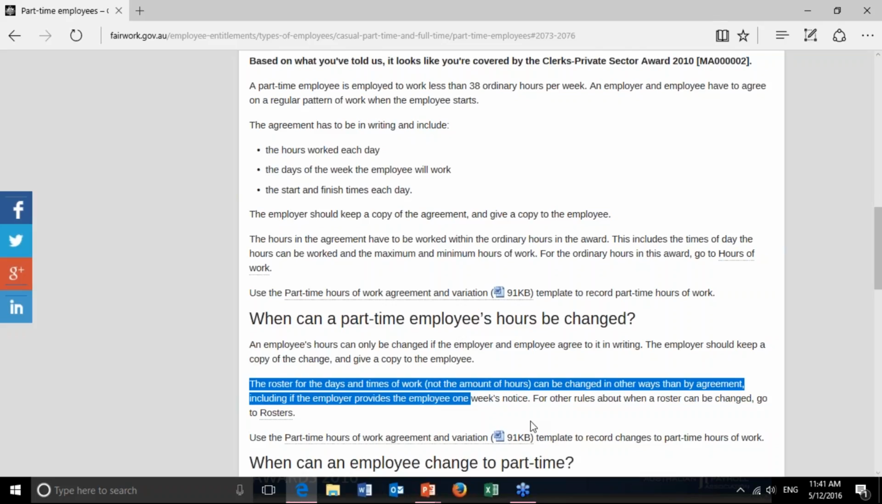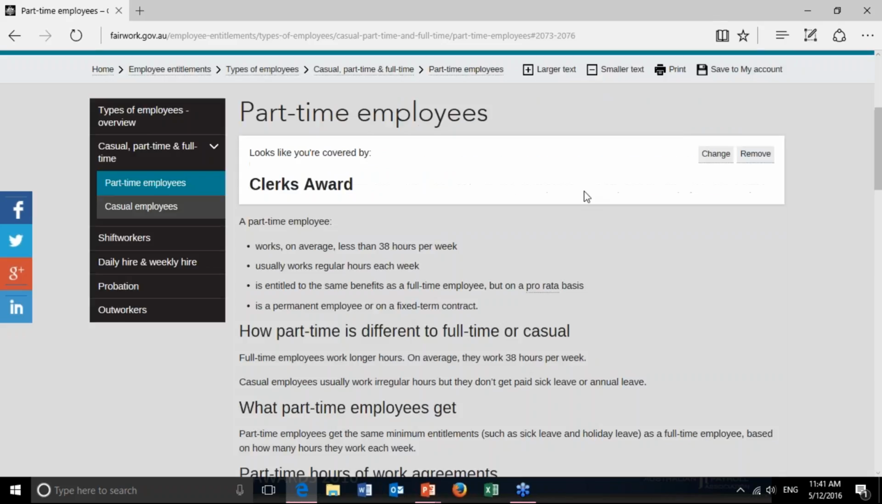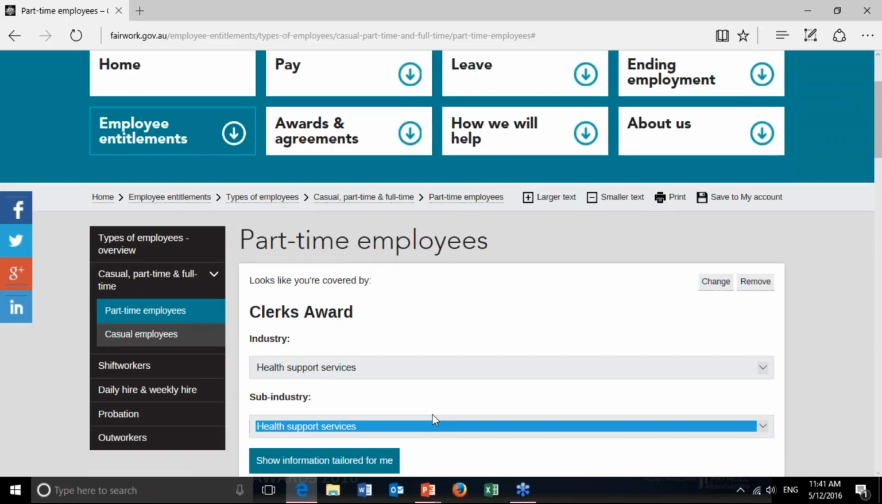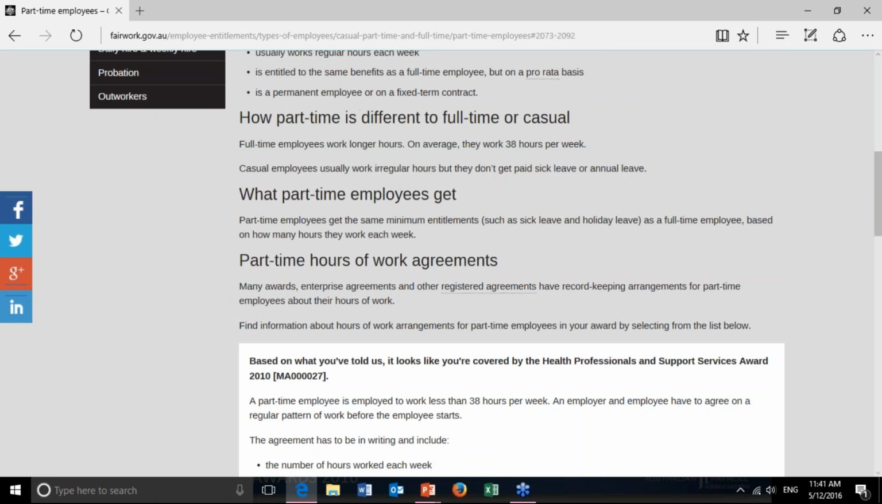So once again, we have 122 awards. I'm happy to have a look at another one to see if we have the Health and Professional Services Award here as a common award. Yep, we do. And we'll go to Health Support Services, and let's see what it says about part-time employees under this award. Let's see when they can change.